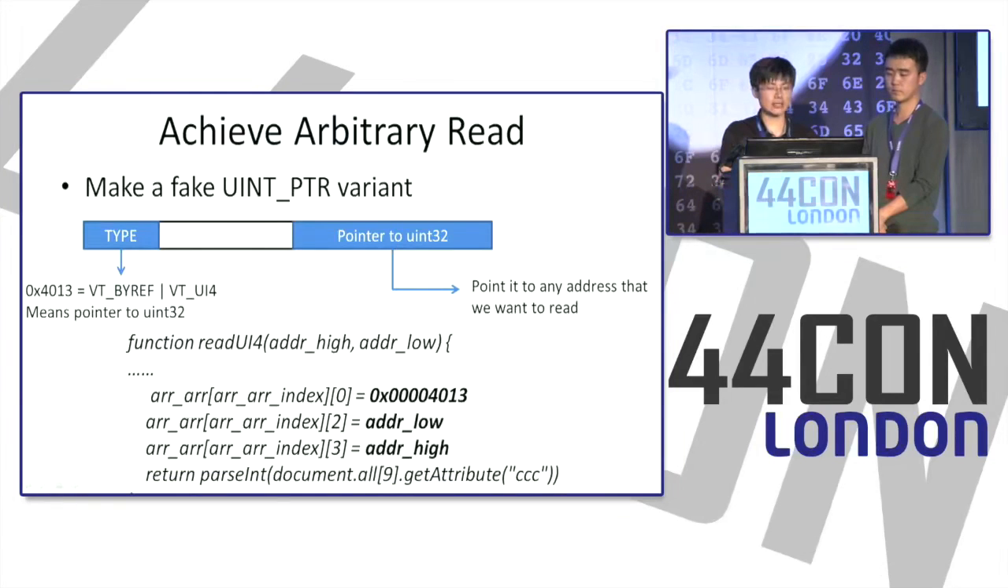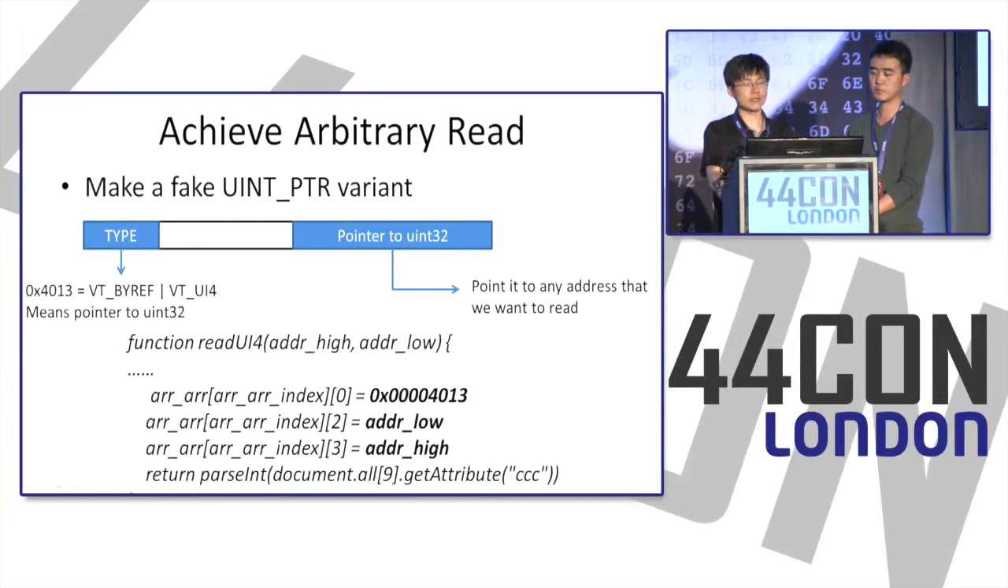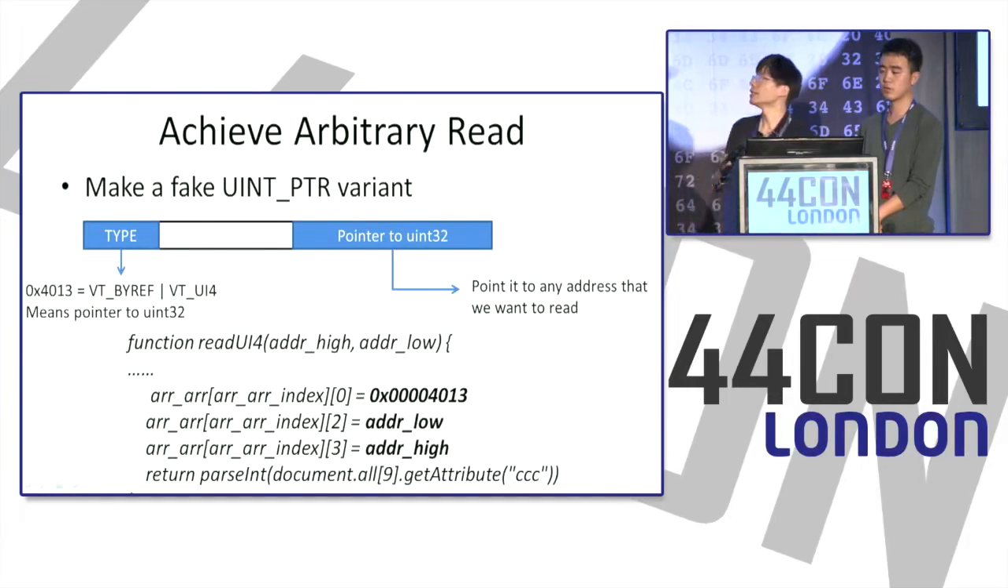We set the type of this variant to a pointer to an unsigned int, and this variant contains a pointer into the memory, which points to the unsigned int data. So if we read this attribute out, we can read 4 bytes from the memory pointed to by the pointer. And we can set this pointer to be any address, which means we can read 4 bytes from anywhere in the memory.